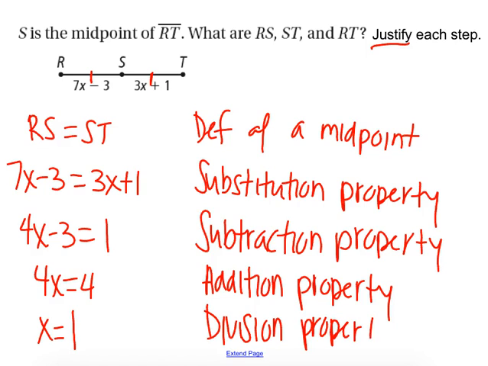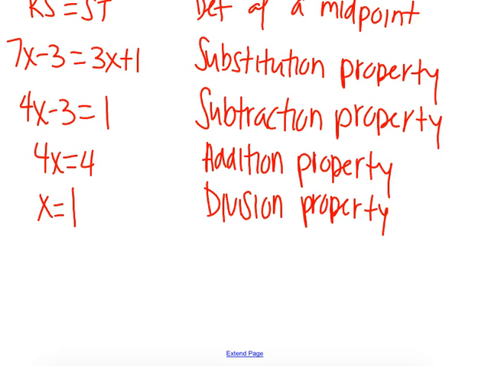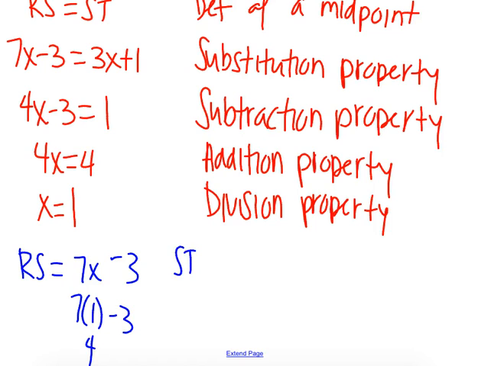Okay, now let's go back to the question. Did we answer what it wants? What are RS, ST, and RT? So now we got to plug in here. We know that RS equals 7x minus 3. Plug in 1 for x. 7 times 1 minus 3, 4. ST, 3x plus 1. Plug in 1 for x. 3 times 1 is 3, plus 1 is 4.